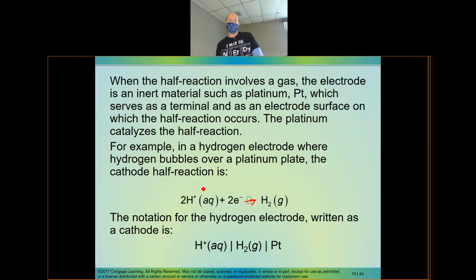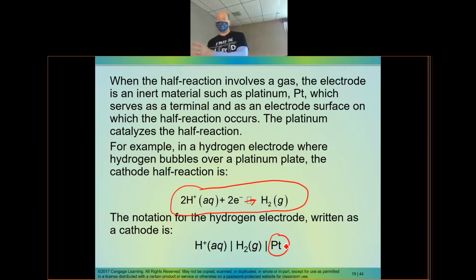When you do not have a metal in your half reaction, whether it's oxidation or reduction, you have to start with a solid. You have to end with a solid. If you don't have a solid to start with, you add platinum. If you don't have a solid to end with, you always add platinum. So platinum is the metal that you will always clip to if your half reaction doesn't have a solid.